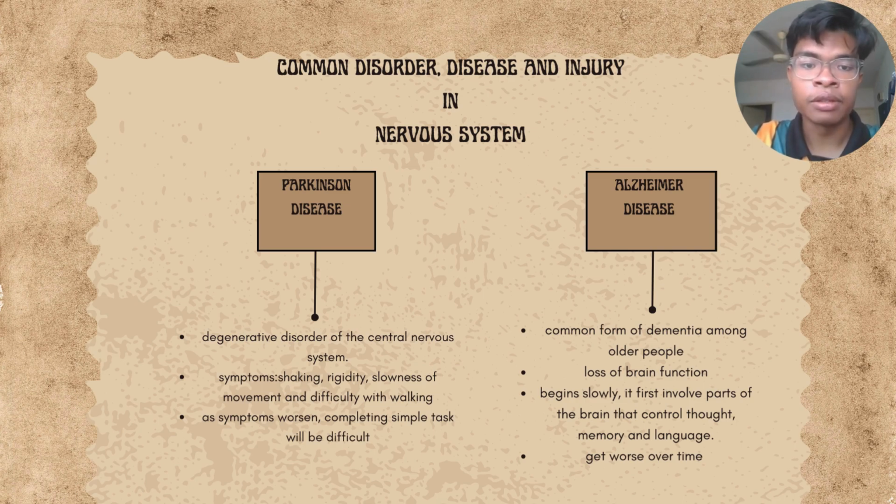Next is Alzheimer's disease. This is a common form of dementia for older people. Its meaning is the loss of brain function. It begins slowly. It first involves the part of the brain that controls thought, memory, and language, and it gets worse over time.